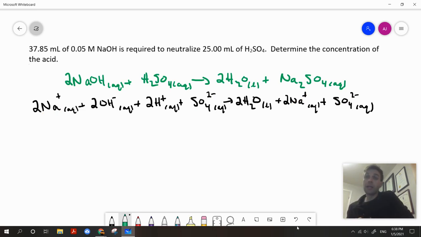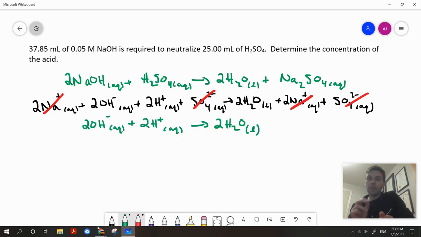So here's my total ionic equation. And recall that the next step is to cross out the spectator ions, ions that appear in the same quantity, charge, and state on the reactant side and the product side. And in this case, our spectators are the sodium and sulfate ions. And so my net ionic equation is as follows. 2 hydroxide ions reacting with 2 hydrogen ions to produce 2 water molecules.